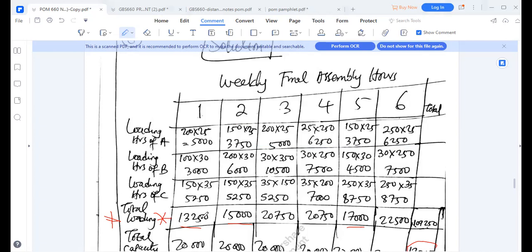So we can strike a balance. We can move 750 hours from week 3 to week 1. We can also move the 750 hours from week 4 to week 1, or we can move the 2,500 hours from week 6 to week 2, so that the loading of hours does not exceed the capacity. Is that clear?